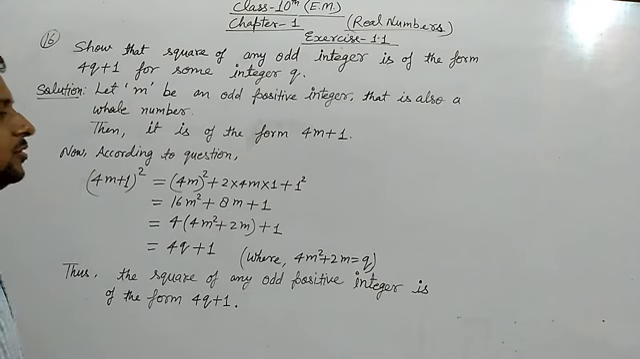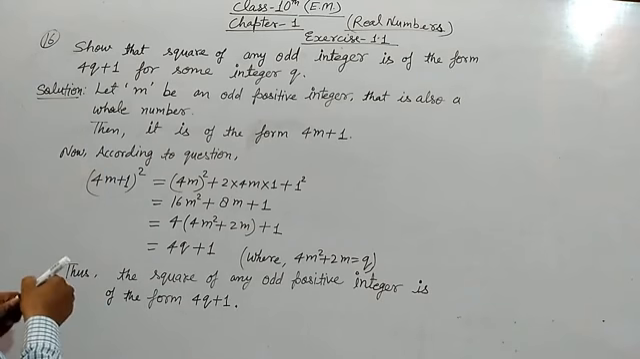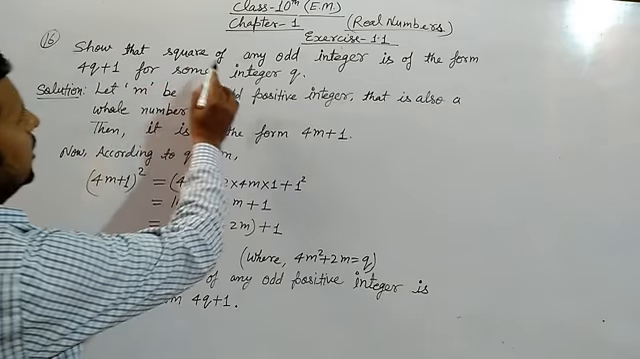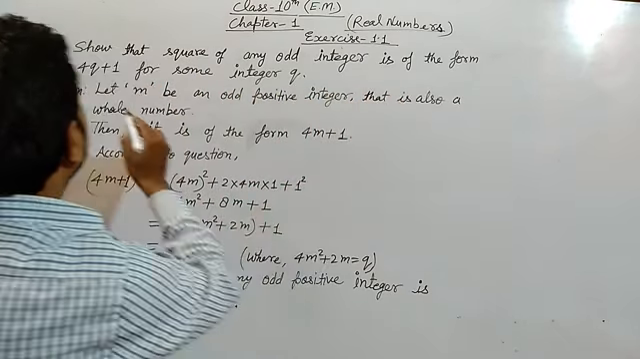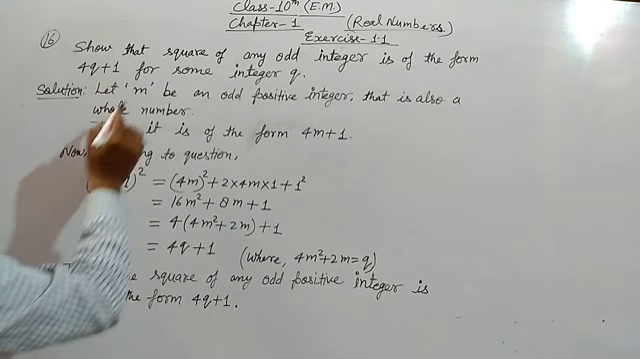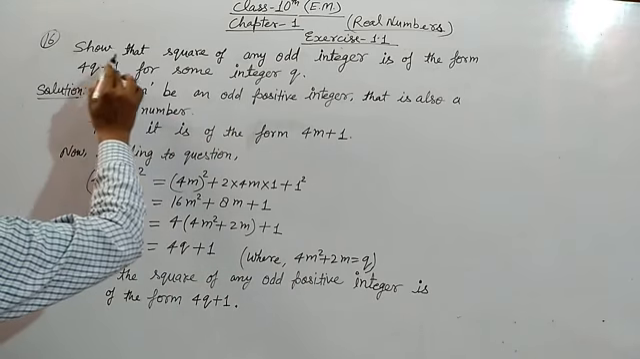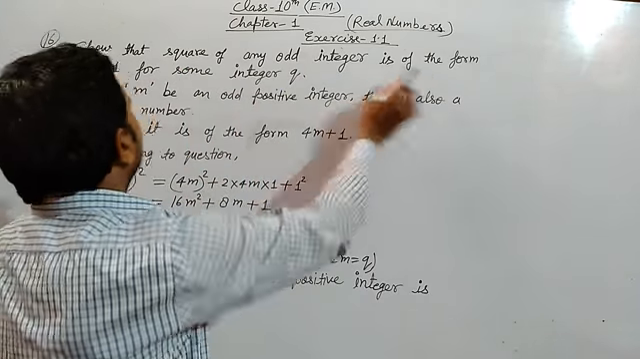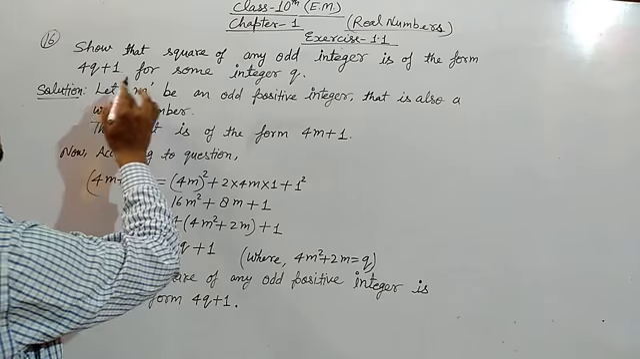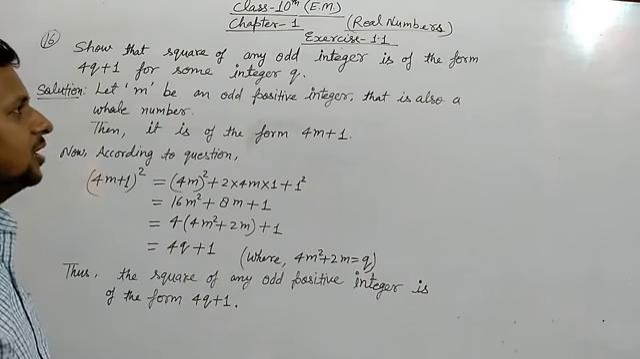Now we see here question number 16. So we study this question. Show that the square of any odd integer is of the form 4q plus 1 for some integer q. As earlier, we have solved many questions of this type.